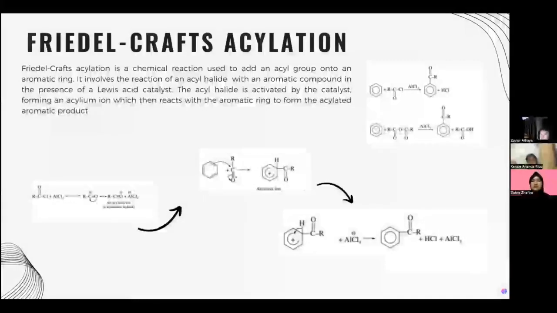And the steps themselves are similar. The acyl halide gets activated by the Lewis acid catalyst, and then the acylium ion is formed, which is positively charged and also attached to an oxygen atom. Then it will react with the aromatic ring, the acylium ion adds to the ring, forms a new carbon-carbon bond, and then the acylated aromatic product will be formed. Next.